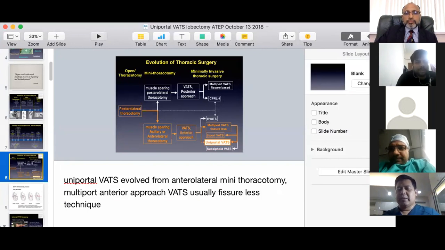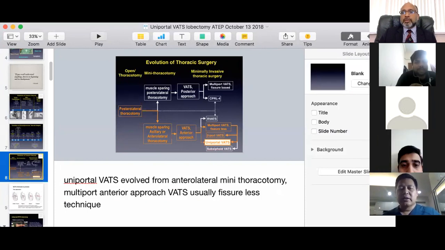Basically, if we were doing a posterolateral thoracotomy before, that just eventually evolved. Those who stood in front of the patients doing axillary and anterolateral thoracotomy eventually went into the anterior approach. And the VATS anterior approach developed into different ways of doing it: multiport VATS, two-port, uniport, subxiphoid. These are all anterior approaches, including the robotic VATS approach.